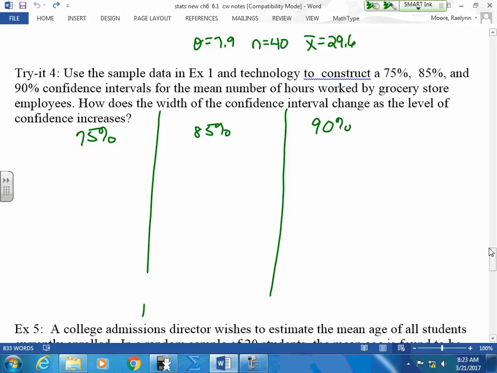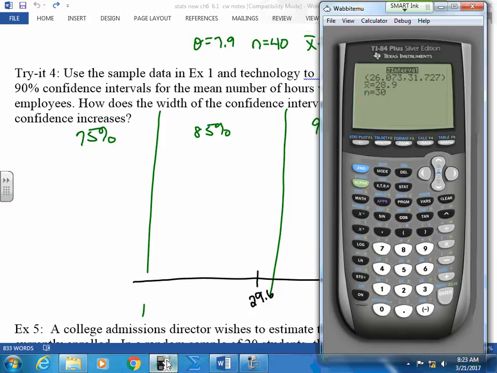All right, so what we're going to do is take a look at how big these confidence intervals are. And I'm going to make one number line down here and write the confidence intervals as we go. So our mean is 29.6. And we're going to see what happens to this, okay? So let's start with the 75. Let's pull up our calculator. Go to Stat, go to Test, look for the one with the interval, look for the one with the z-score. So that happens to be number 7.